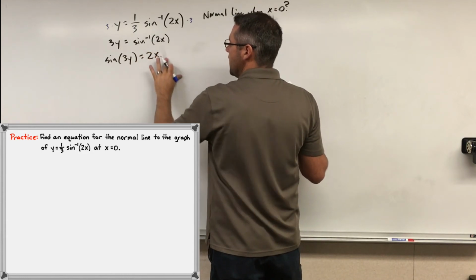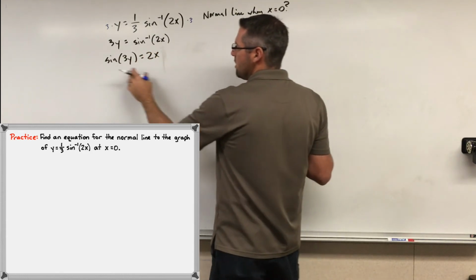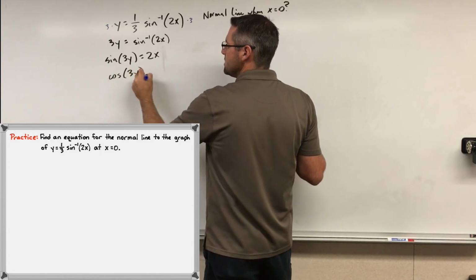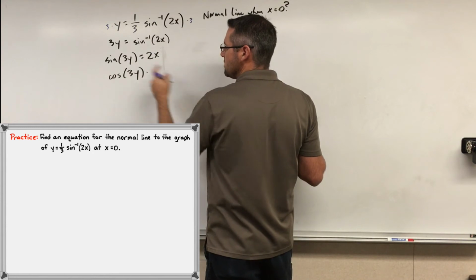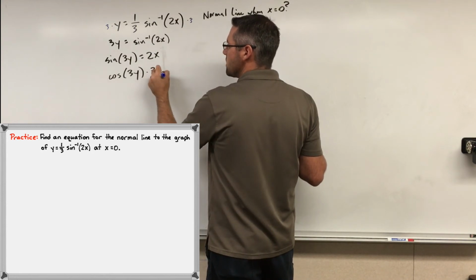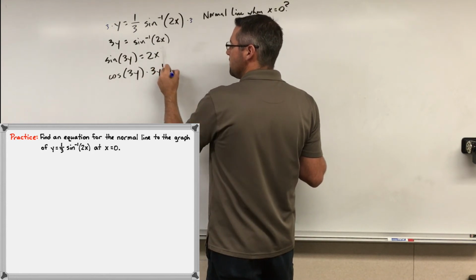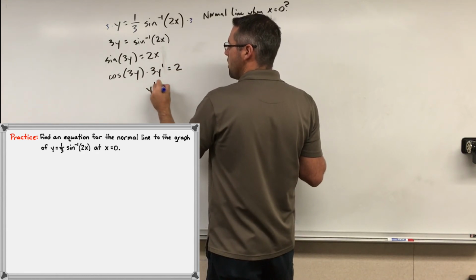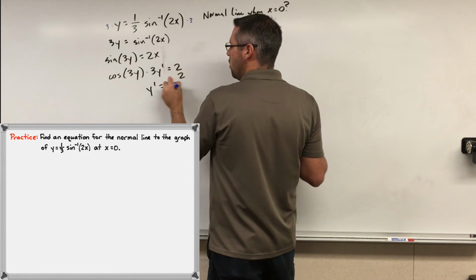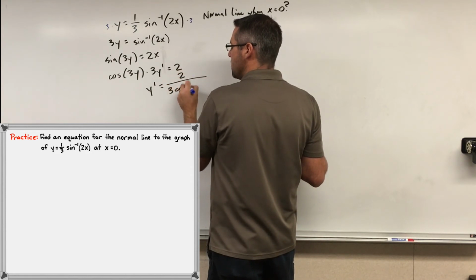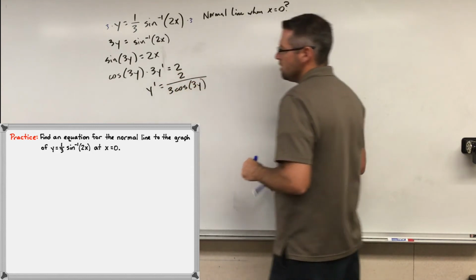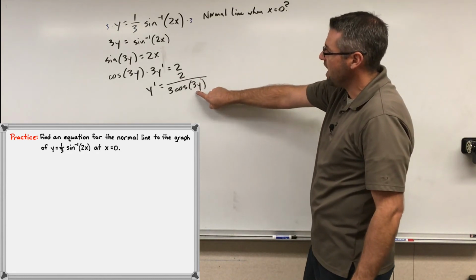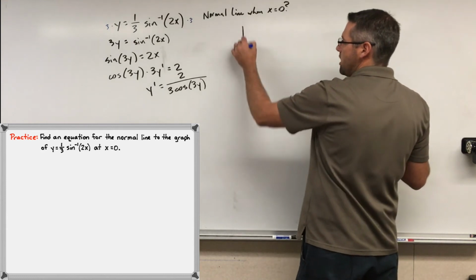And then we can take the derivative of this. Well, the derivative of sine of something is cosine of that something times the derivative of that something. So what's the derivative of 3y? Well, that's 3y prime. And then the derivative of 2x is just 2. Solving for y prime, we have y prime equals 2 over 3 cosine of 3y. So that's not going to cut it because we need to get that in terms of x. That is where we do our triangle.